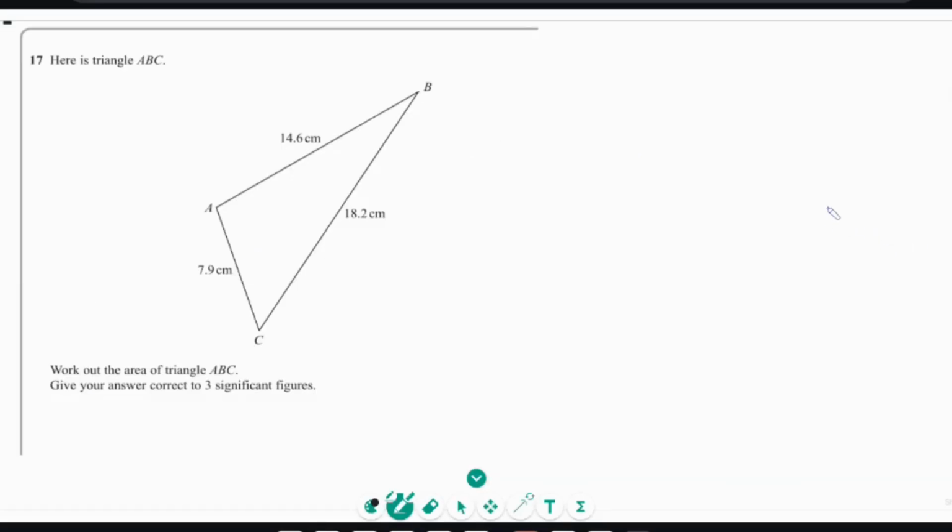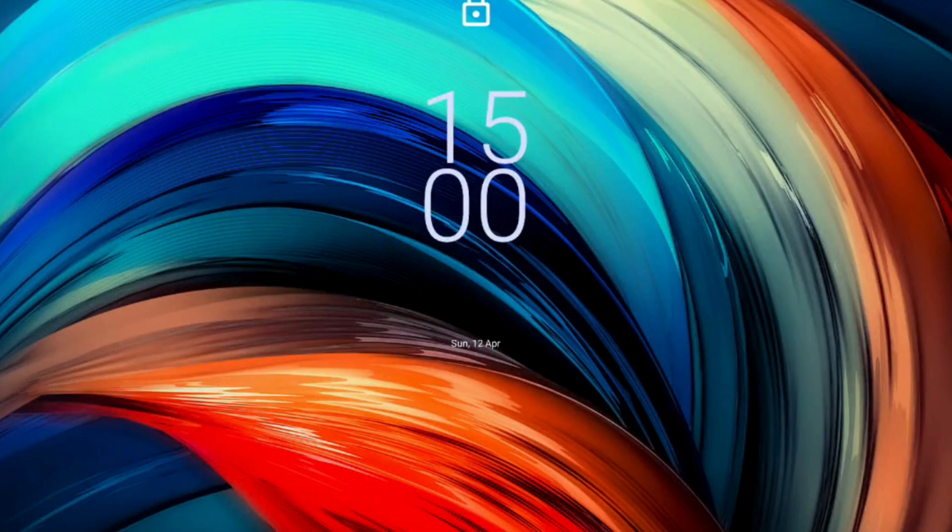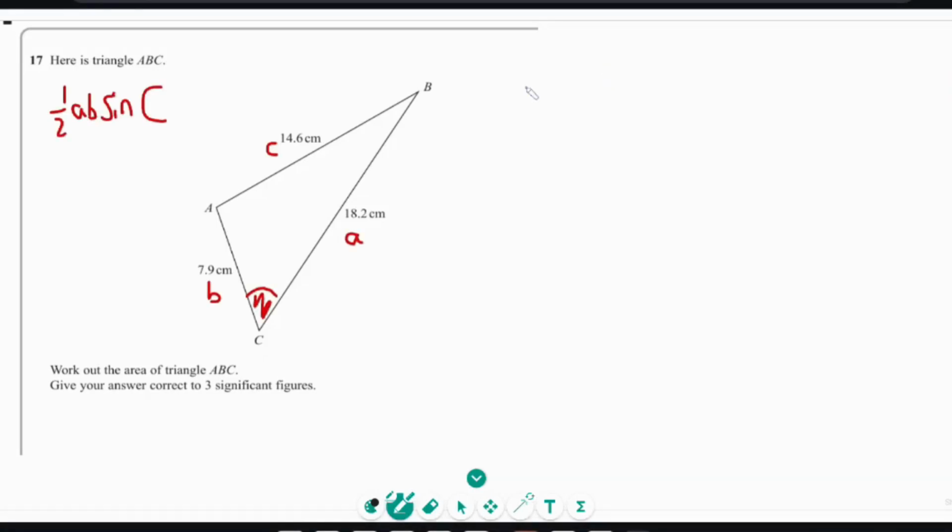Question 17. Here is a triangle ABC. Work out the area of triangle ABC. We've got a scalene triangle. So the area formula is half ab sine C. They're already labelled, so I'm going to stick with these labels. So this is little a, opposite big A, little b, opposite big B, little c, opposite big C. I'm going to work out this angle here.